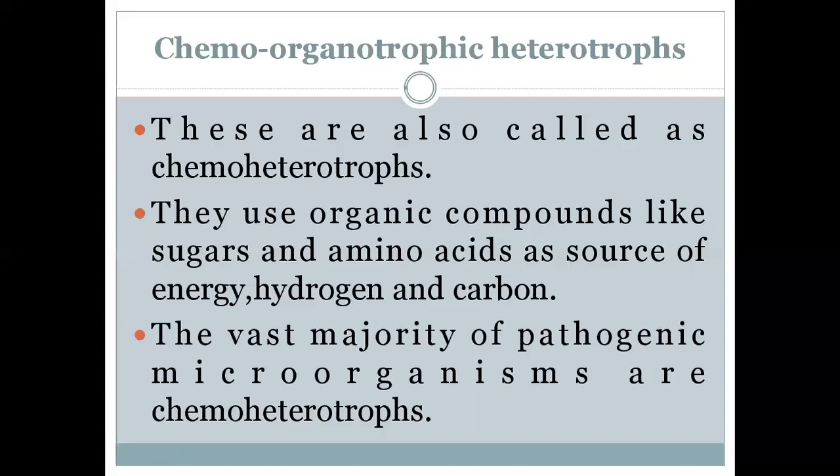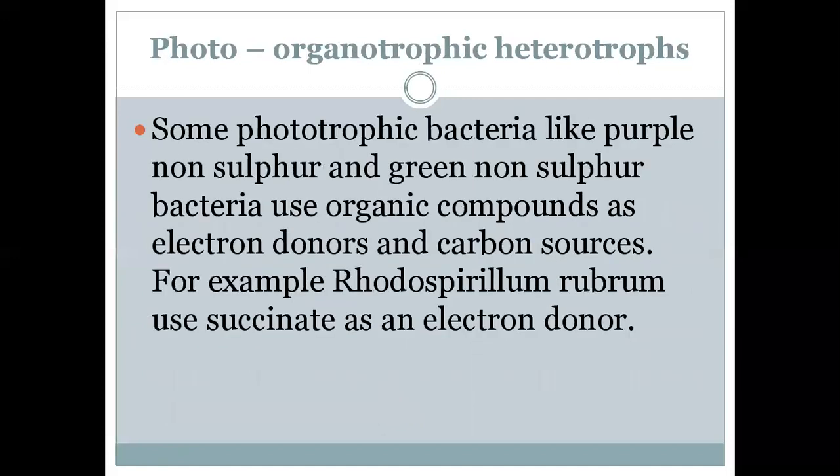The vast majority of pathogenic microorganisms are chemoheterotrophs. So the majority of the pathogens, whatever we are seeing in nature, most of them come under chemoheterotrophs, because they are using chemicals for their survival, and they cannot synthesize their own food. That is why they are called chemoheterotrophs, and most of the pathogens are included in this category.